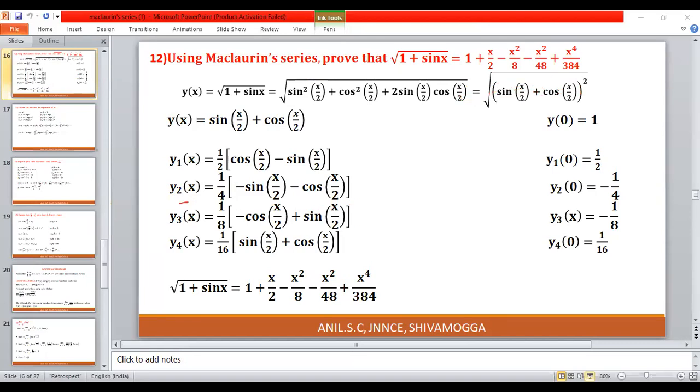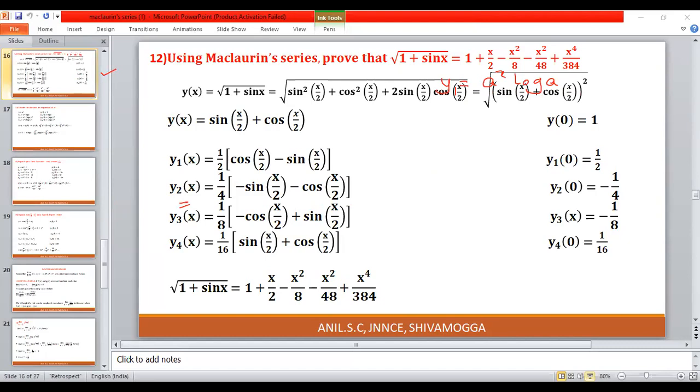Next, to find y1 or y dash, we differentiate this expression with respect to x. Derivative of y is denoted by y1. And this is a known derivative. Derivative of a power x is a power x into log a. Derivative of 2 power x is 2 power x into log 2.